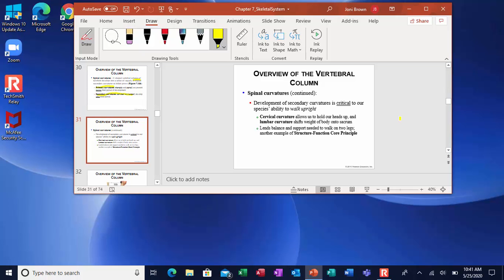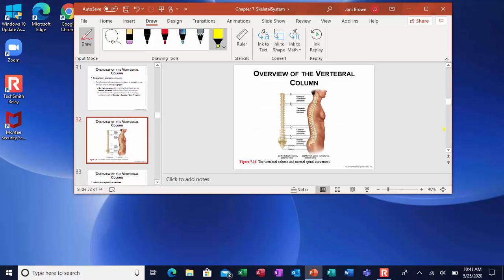This is critical for the ability of the infant to stand upright and walk upright. The cervical curvature helps you hold your head up, and the lumbar curvature supports the weight of your body. And that's what helps us to balance on our 2 legs. So if we look at the vertebra, you can see the S shape here that you're going to have. And you can see the cervical, that's a secondary curvature up here, and then the lumbar is also a secondary curvature that you develop.